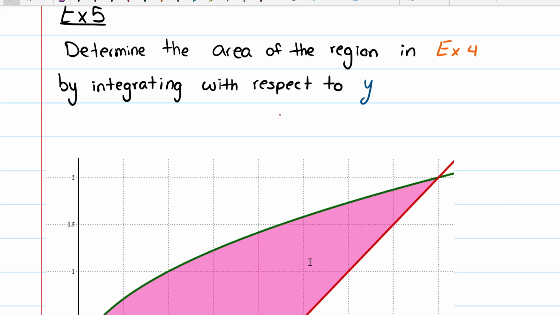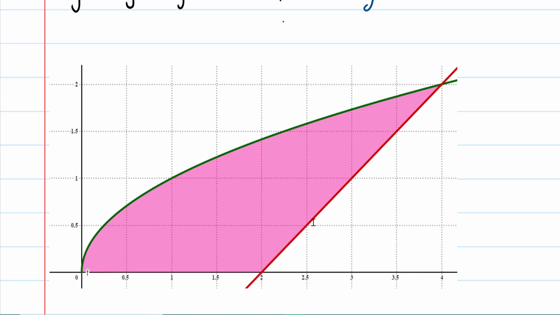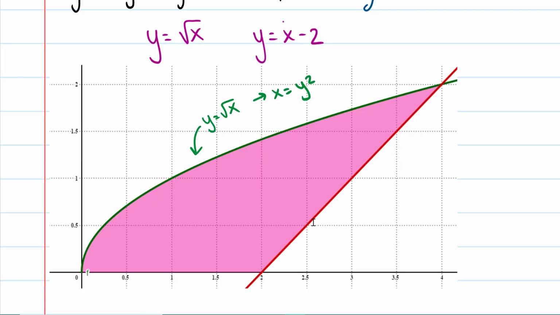So we're going to determine the area of the region in example 4 by integrating with respect to y. So recall that this was the graph from example 4. And recall that our functions were y equals the square root of x and y equals x minus 2. So this graph right here is y equals the square root of x. So if we were to solve that for x, we would get x equals y squared. This graph right here was y equals x minus 2. So x is equal to y plus 2.